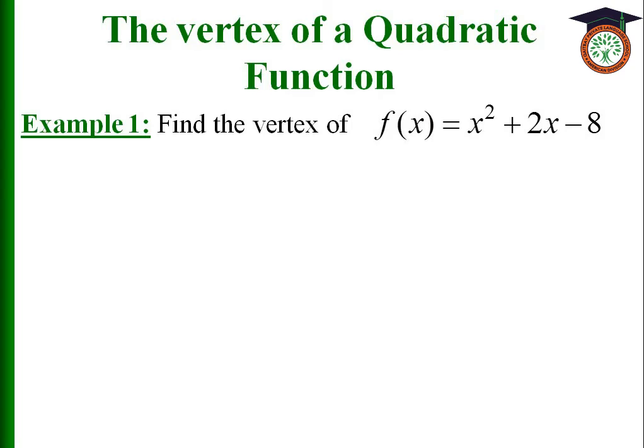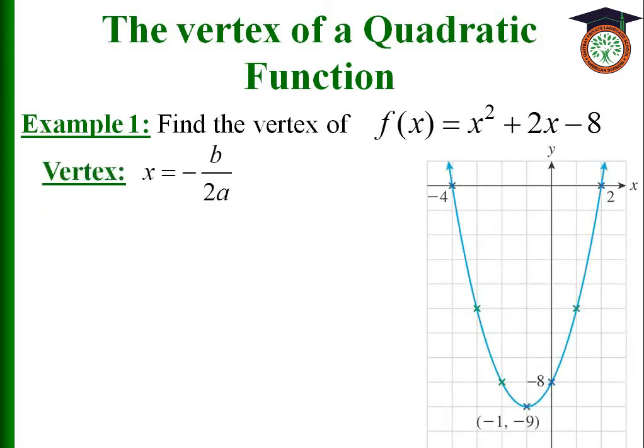How to find the vertex of the quadratic function? The vertex is the main point of the parabola. We know that the vertex contains x and y. The x, you can find it using the previous rule, which is negative b over 2a. This is the first step. So here a is 1, b is 2. By using the rule, as we did before, we got x equals negative 1.